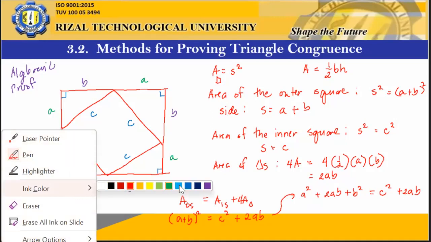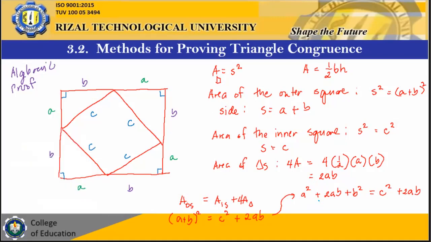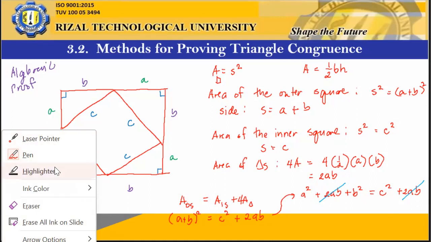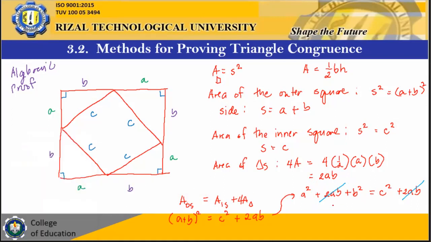Opo. And then we can cancel out 2AB. Diba? Tama? So that A squared plus B squared is equal to C squared, or by symmetric property, C squared is equal to A squared plus B squared. Okay? Naintindihan? Kaya pag nagtanong ang mga estudyante ninyo, dapat alam nyo nang sagutin.